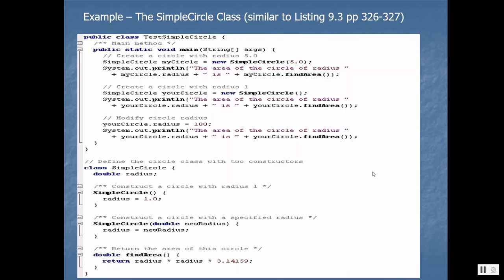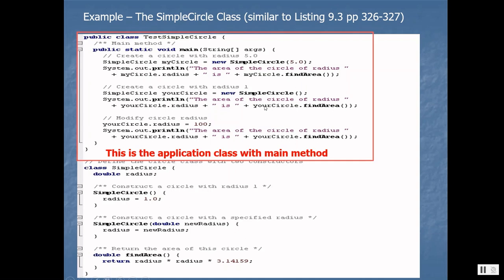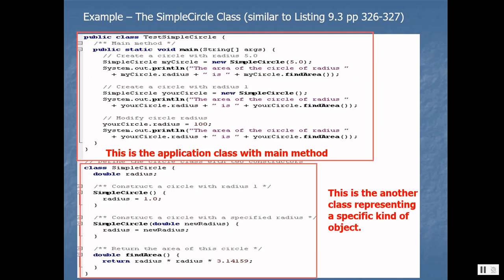So let's start looking at our first example here. We have a source code file that has two separate classes, one called TestCircle and another called SimpleCircle. TestCircle is an application class. How do we know it's an application class? Because it has a main method, right? And SimpleCircle is another kind of class, a class that is intended to be instantiated. In other words, this is a class where we're going to make objects of it.